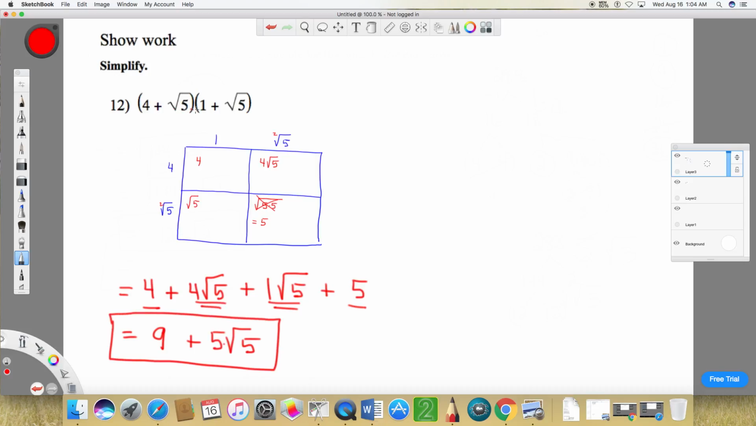But when you have a binomial times a binomial, I would use a table if I were you.